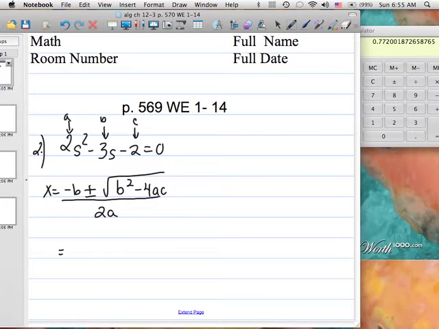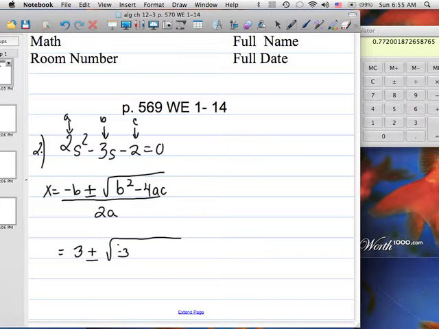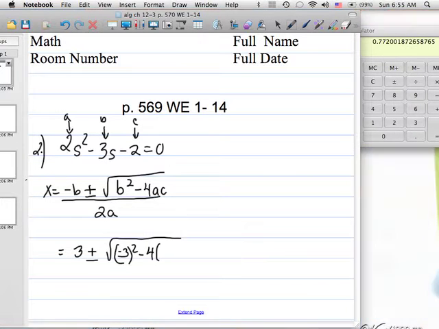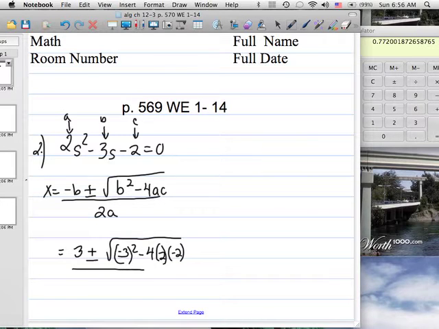So the opposite of b, the opposite of negative 3 is 3, plus or minus the square root of b squared, negative 3 squared, minus 4 times a, which is 2, times c, which is negative 2, all over 2a, 2 times 2.